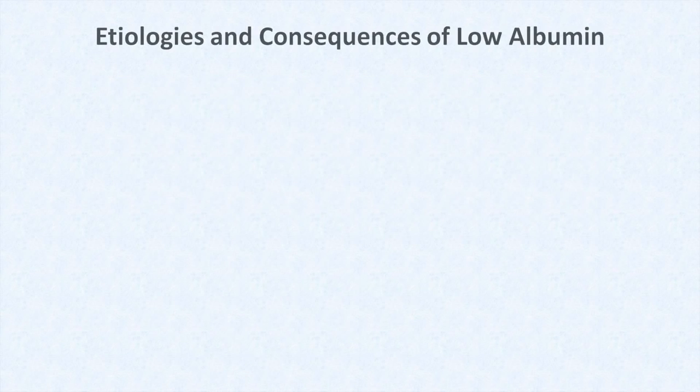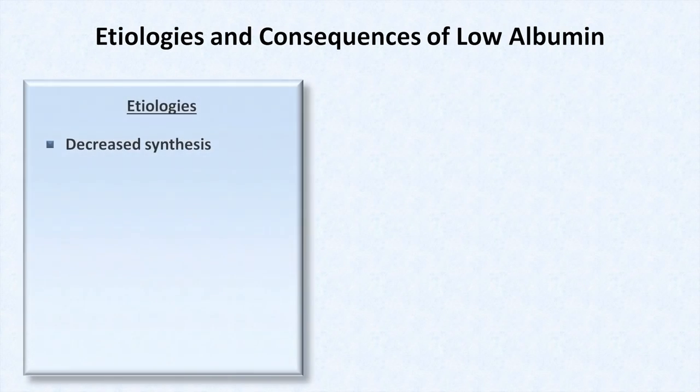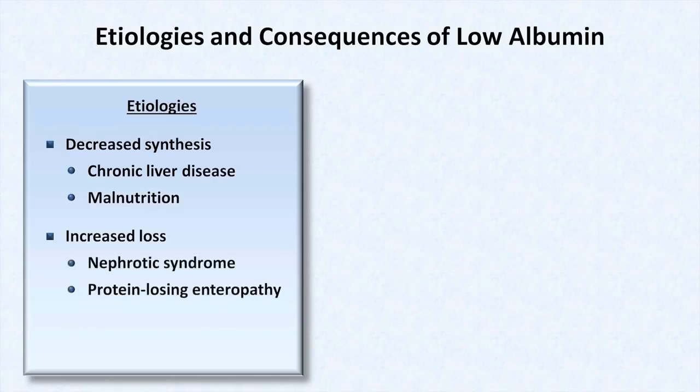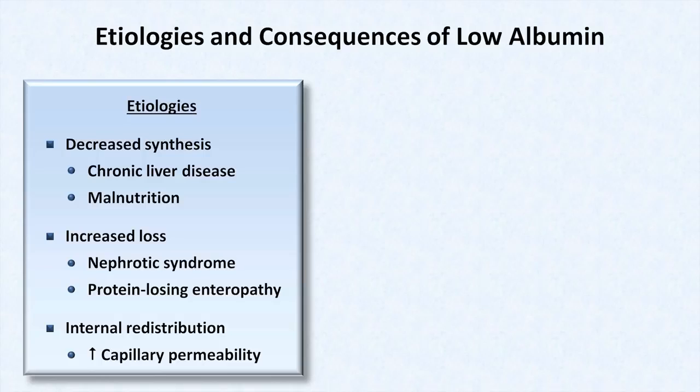There are 3 major categories of the etiologies of a low albumin. There can be decreased synthesis, as in chronic liver disease and malnutrition, increased loss, as in the nephrotic syndrome and the relatively uncommon condition of protein-losing enteropathy, and internal redistribution, as in increased capillary permeability, which might occur in the setting of severe sepsis. The consequence of a low albumin is related to fluid leaking into the interstitial space.